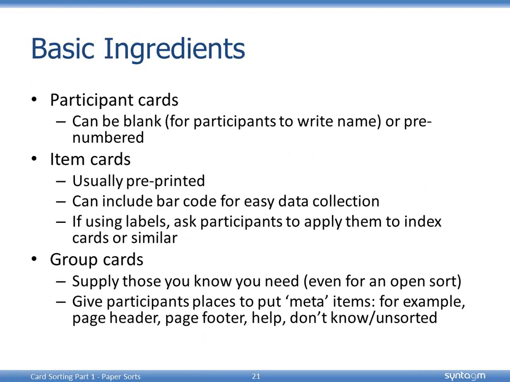The basic ingredients to any card sort are participant cards, and these, as I mentioned, are just required for the mechanics of knowing where one participant stops and the next one starts. Item cards are the only thing you generally have to have pre-printed, unless it's a completely open sort where you're starting from scratch with blank cards. And as we've seen, you can use barcodes to make the data collection a bit quicker.